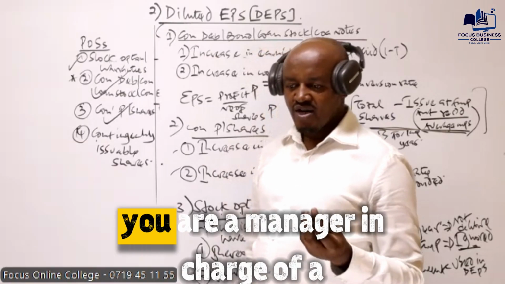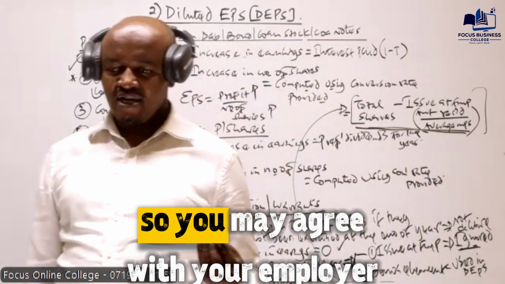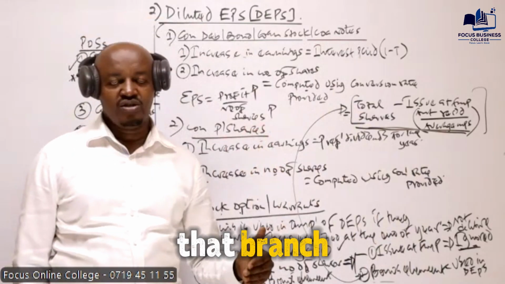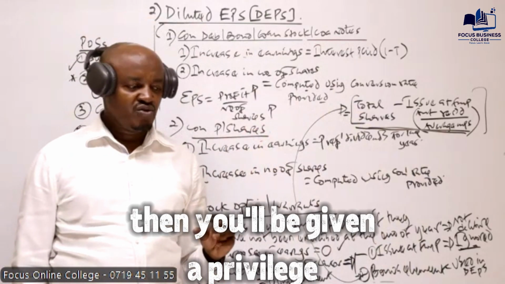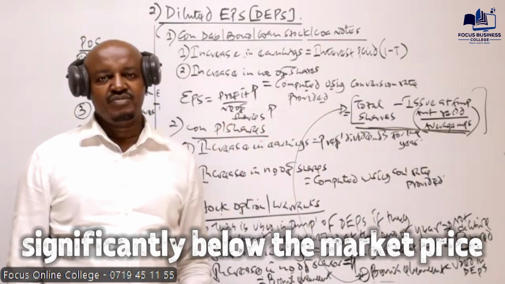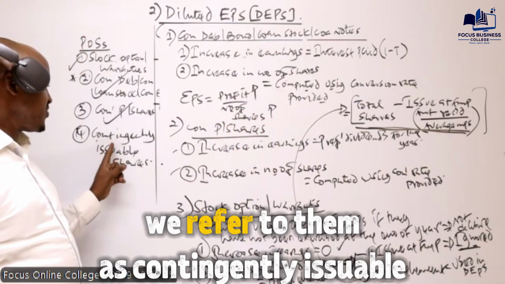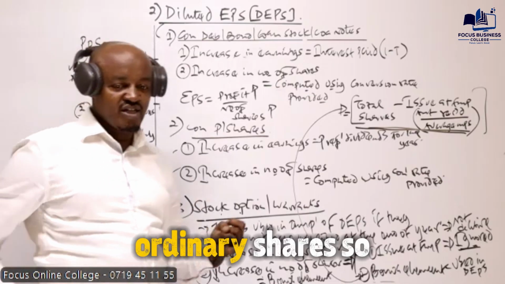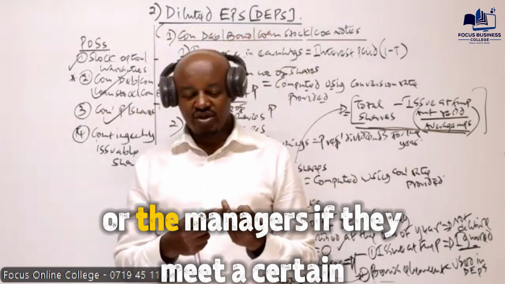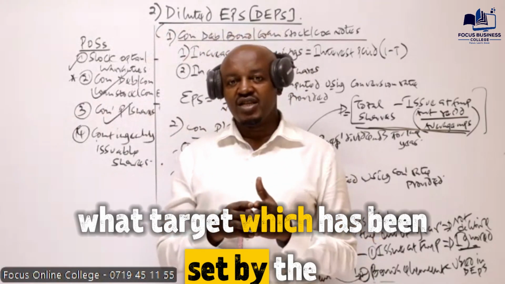Like assuming in this case you are a manager in charge of a certain branch. So you may agree with your employer, with your company, that if the profit of that branch exceeds a certain amount, then you'll be given a privilege to buy the shares of the company at a price significantly below the market price. Those shares which are likely to be issued to you, we refer to them as contingently issuable ordinary shares. So these are the ordinary shares which are usually issued to the senior employees or the managers if they meet a certain performance target which has been set by the company.